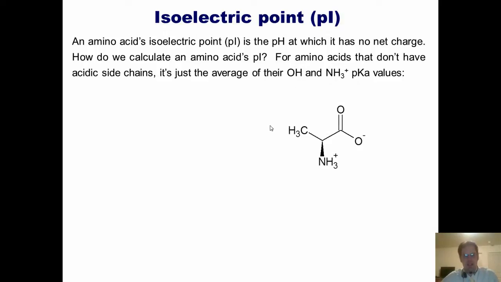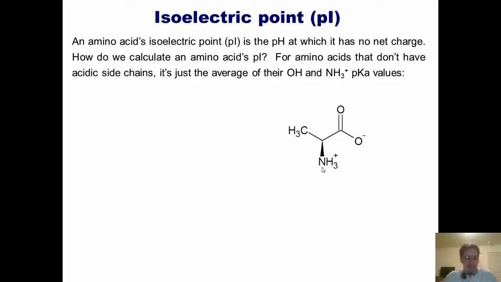Let's take a look at this example. If we look at alanine, this amino acid right here, in the form shown here, we can see that it has a negative charge on the oxygen and a positive charge on the nitrogen. What's its net charge? Well, 0, of course, because +1 and -1 cancel each other out. That's what I'm talking about when I say that an amino acid's isoelectric point is the pH at which it has no net charge. I'm saying that the pH at which the amino acid's net charge is 0 is that particular amino acid's isoelectric point. Okay.